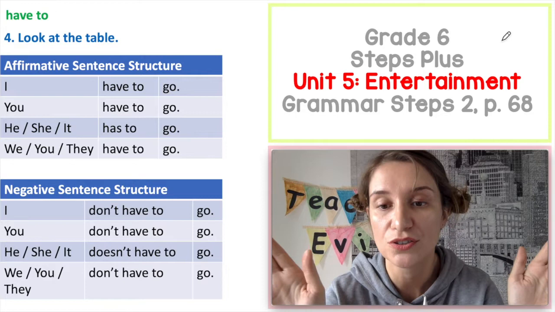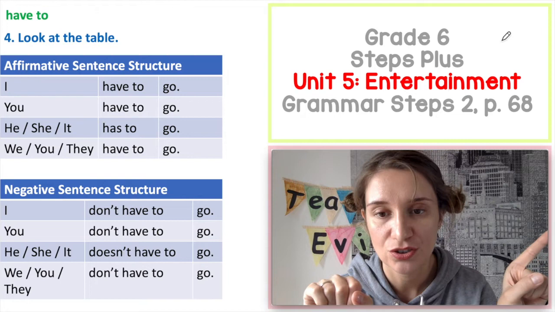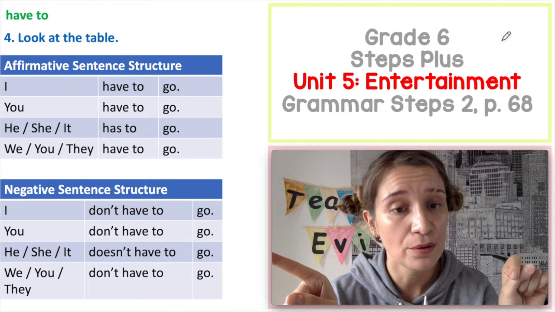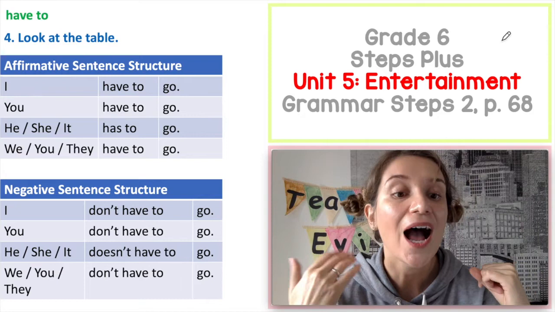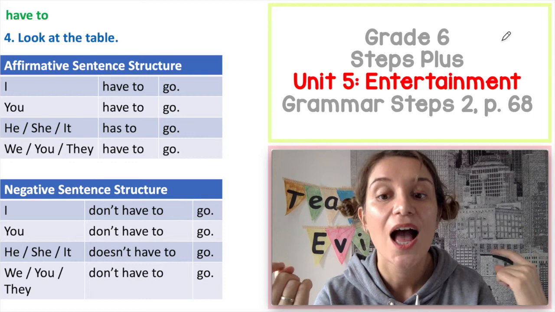Ale zdanie przeczące I mustn't go, I don't have to go nie znaczą tego samego. I mustn't go, pamiętacie? Nie wolno mi iść. To jest zakazane, nie wolno mi iść, ktoś mi zabronił. I don't have to go, nie muszę iść. Mogę jak chcę, nikt mi nie broni, ale nie muszę. Do you understand? Jeszcze raz. I mustn't go, nie wolno mi iść. I don't have to go, nie muszę iść. I must go, muszę iść. I have to go, muszę iść.